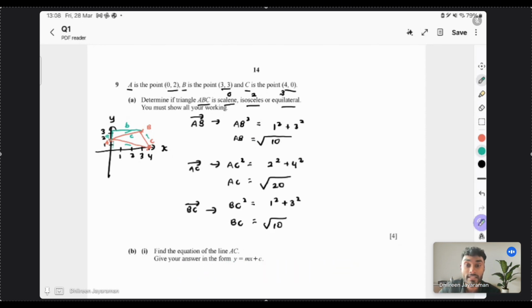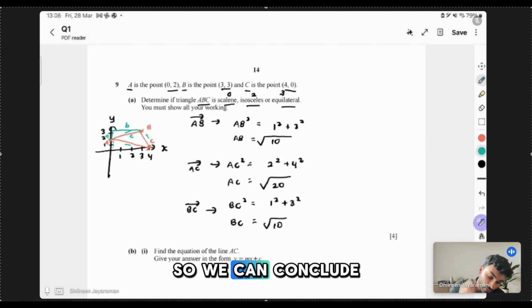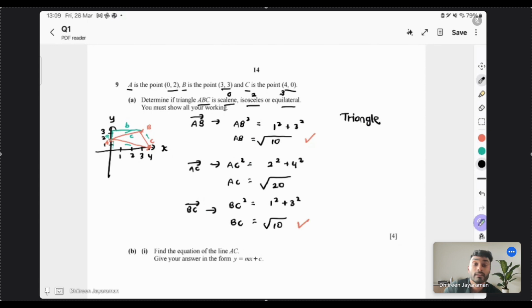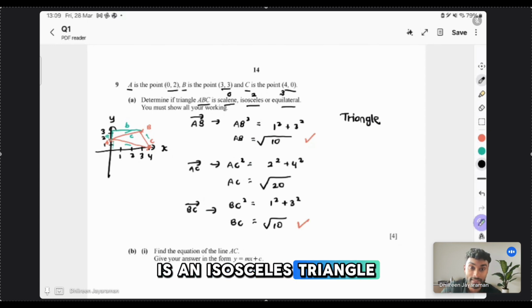So as we can see, AB and BC have the same length, whereas AC has the longest length. So we can conclude that these two are the same. Therefore, triangle ABC is an isosceles triangle.